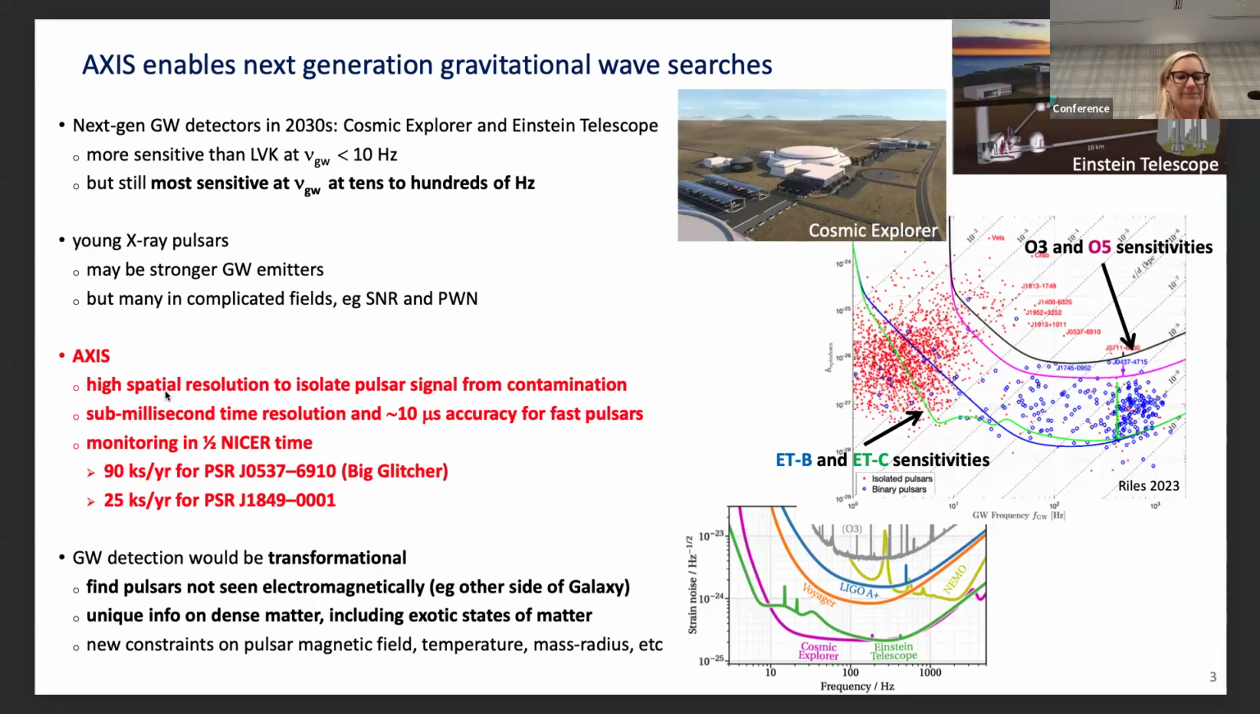The final point is that detection of gravitational waves from a pulsar would be transformational. It would be huge. I'll just list a couple of things. We'd be able to find pulsars on the other side of the galaxy that we would not be able to detect electromagnetically. And it provides unique insights into nuclear physics, particle physics, and fundamental physics that you can't test in our labs. I'll stop there. Thank you.